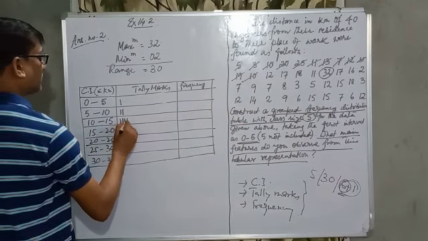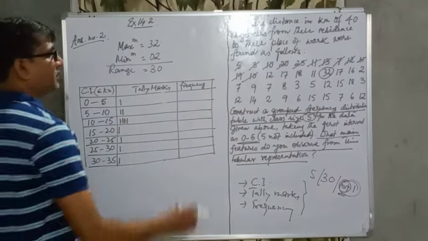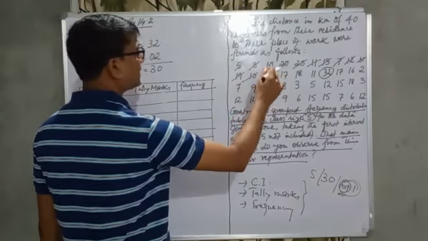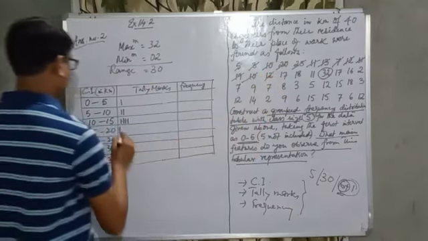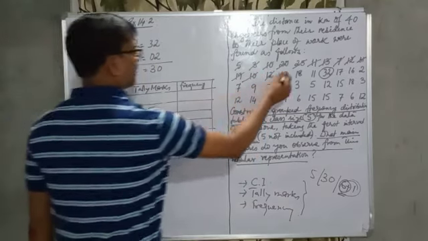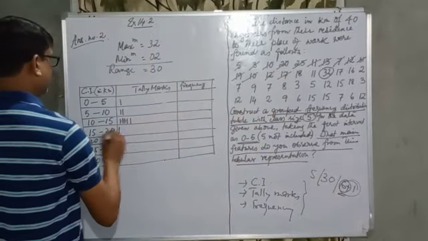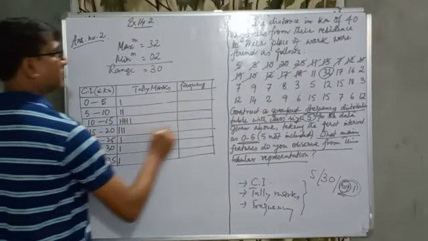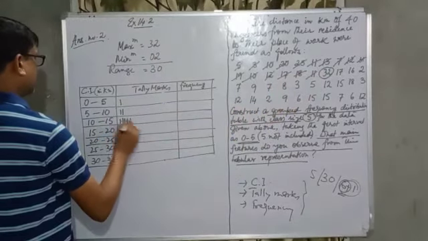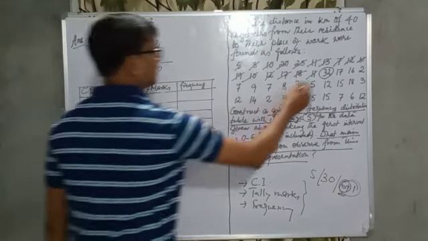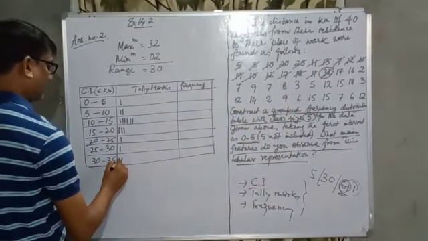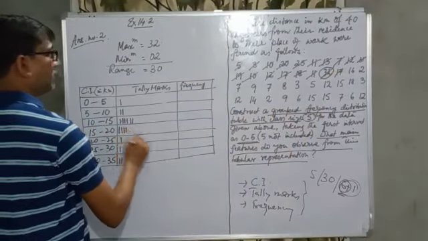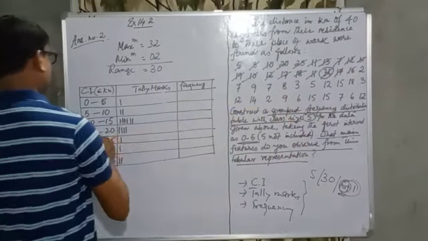Already 4 tally marks are there, so we have to make a slash to cut the previous vertical lines. 12, again 12, 10 to 15. 17, 15 to 20. Then 18, 15 to 20. 11 is 10 to 15. 32 is 30 to 35. Okay. 17 will come in 15 to 20. 16 will come in 15 to 20.